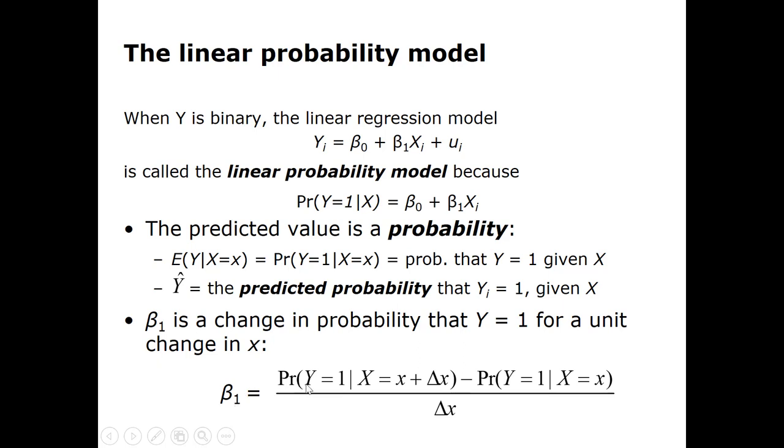So the probability that y takes 1 given that x changed by delta x. In this case, not x changed, but just given x, which is basically equal to x plus the change in x. Let's say this is a unit change, so we have the original value plus the additional value we added. That's the change in x, minus the probability that y takes 1 given the original value x. Over delta x, that gives us the value beta 1. So that's the mathematical formulation of this sentence that we looked at earlier.